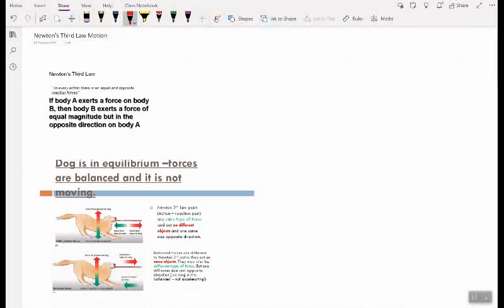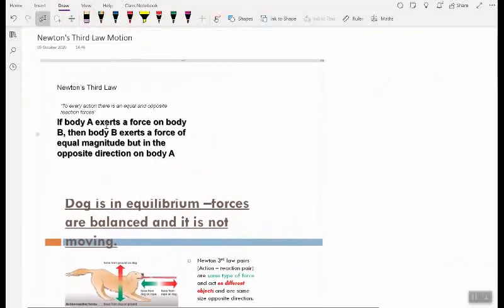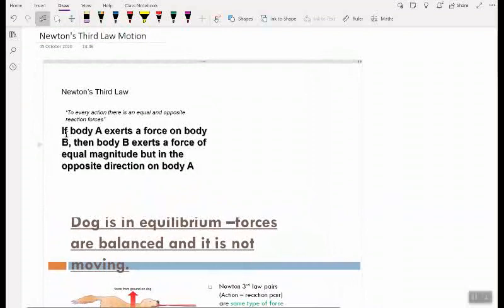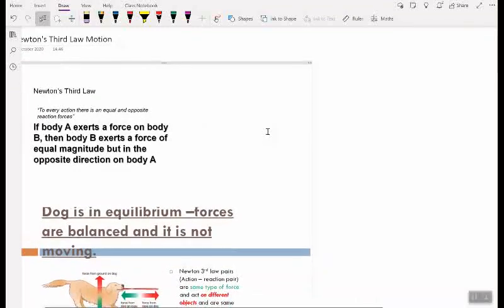So Newton's third law, the third law of motion, is that every action has an equal and opposite reaction. Or the longer version, which you should probably learn as it's more likely to be the definition you would need to learn for most exams, is: if an object A exerts a force on an object B, then object B exerts a force of equal magnitude but in the opposite direction on object A, or body A. So essentially, what does this mean? What do we need to look at for this?